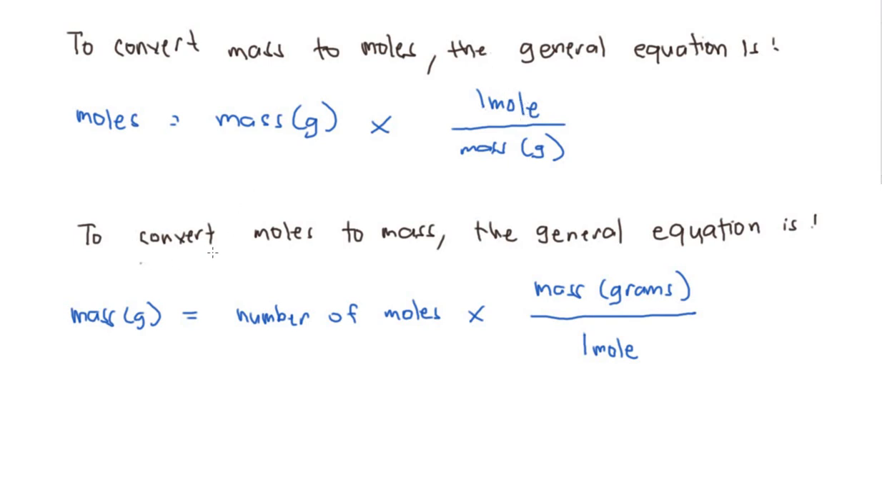Okay, so next one, to convert the moles to mass, the general equation is the mass in grams is equal to the number of moles multiplied by the mass in grams over the 1 mole. So baliktad lang yung process, so wag po malilito. Etong part na to is the molar mass of the compound or the element. So ito yung mga part na yan. And then this part is the given.